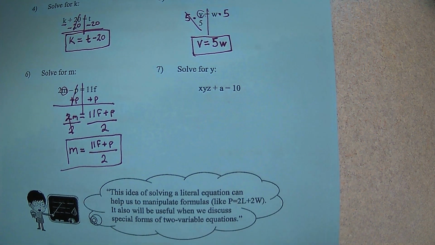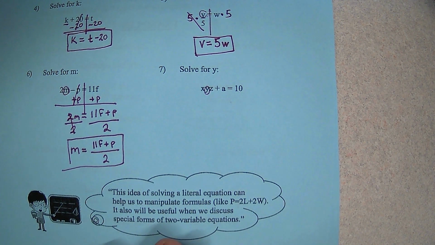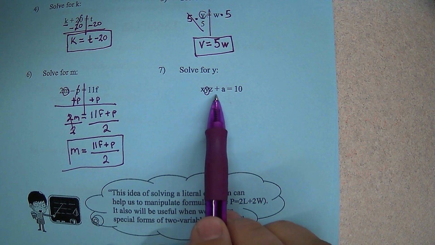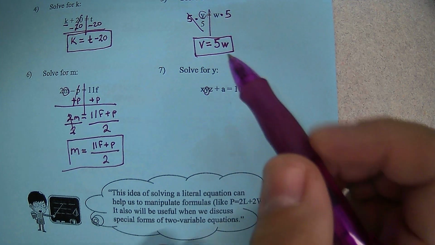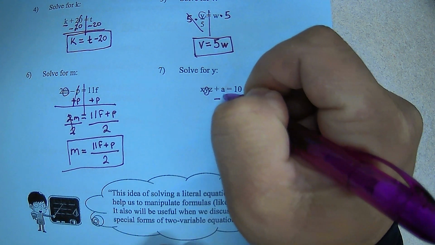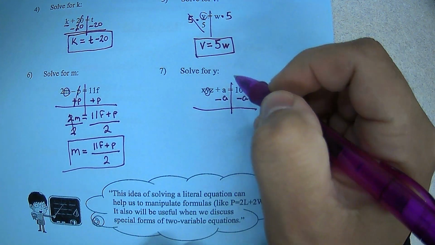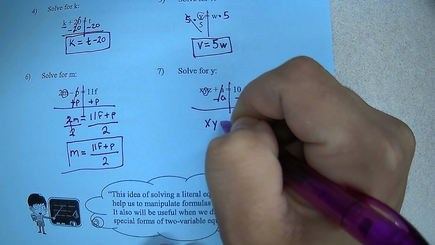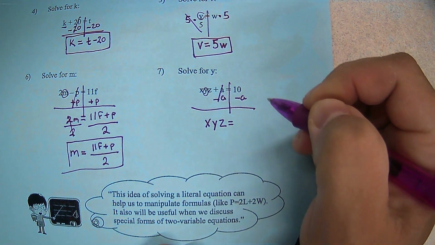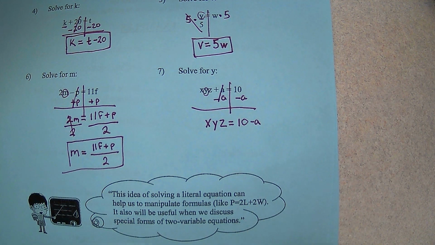One more example that we're going to go over. Solve for y. Here's my y tucked in the middle between there. The first thing that we're going to do is get rid of anything that doesn't have the y attached to it. So it's this a. We're adding a, so we're going to subtract a from both sides of our equation. Goes away. We have 11xyz equals 10 minus a. I can't do that because we don't know what those values are.